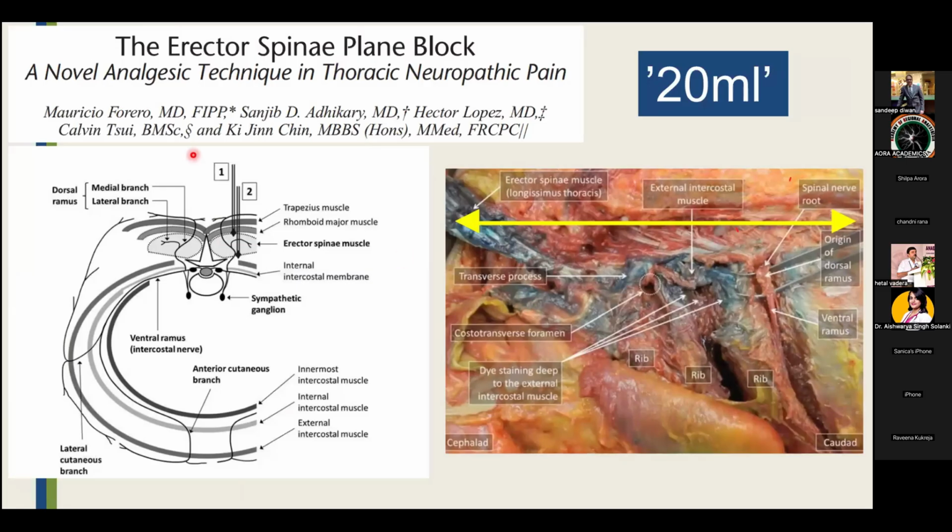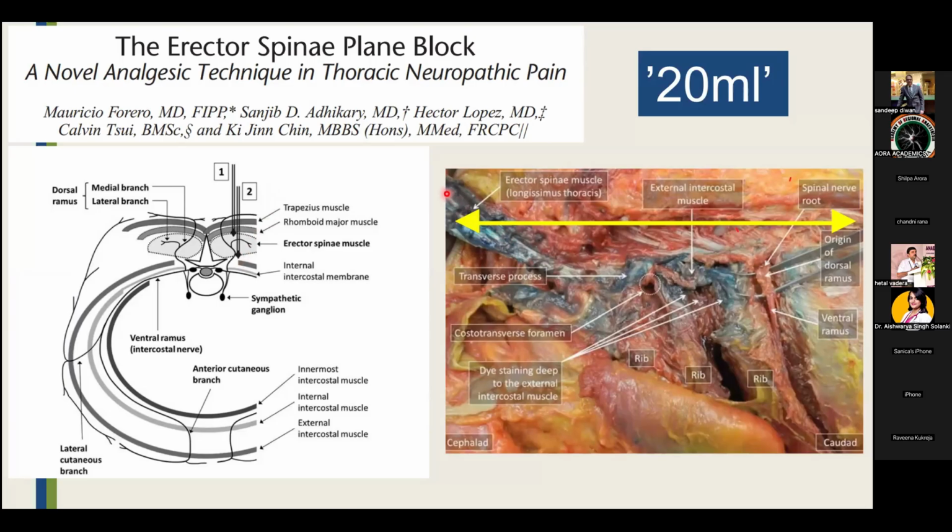So this block was mentioned by Forero in chronic pain, and we all know where the drug is injected, just at the level of the transverse process and just behind the transverse process. So beyond the transverse process, ventrally, is the paravertebral space, and behind the transverse process, but in front of the erector spinae, would be the erector spinae plane. So scientifically or academically, we mention it as deep to erector spinae and superficial to the transverse process. That is the erector spinae plane.